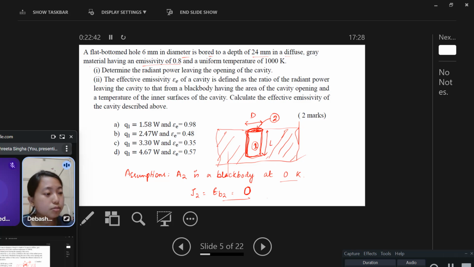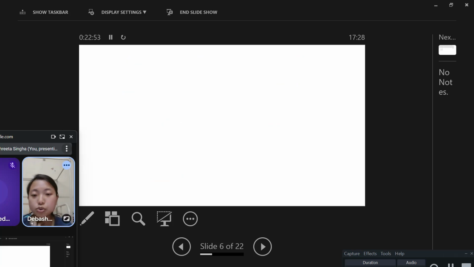Now determine the radiant power leaving the opening of the cavity. How much power is leaving this opening of the cavity? So how do you find this out?